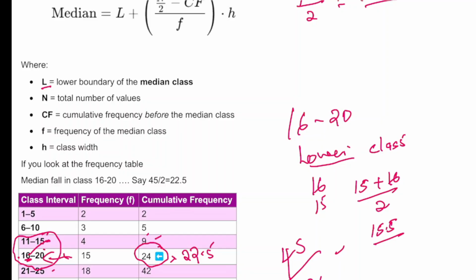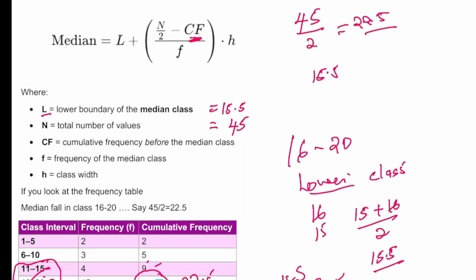So that is the L. Our L is 15.5. Here we can say confidently the L is 15.5. Total number of values, our N, we know. Our data had 45. That we know. CF is the cumulative frequency before the median class. This is the CF we are looking for.